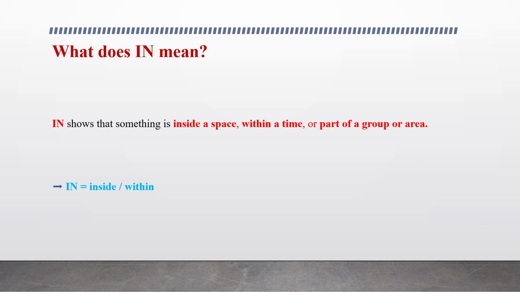So the preposition in. The preposition in is used to show that something is in a given space. It can also be used to talk about a given time frame, that is within a time. It can be used to talk about a group or part of a group. It can talk about an area. It can be a large area, maybe like a country, like a city, or even a continent.